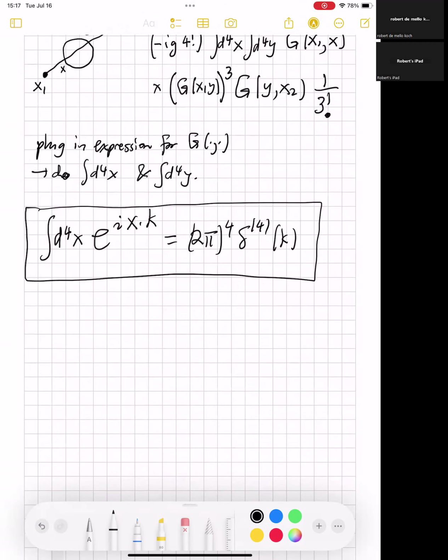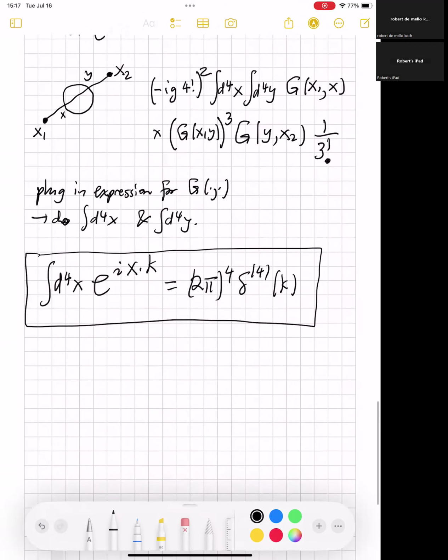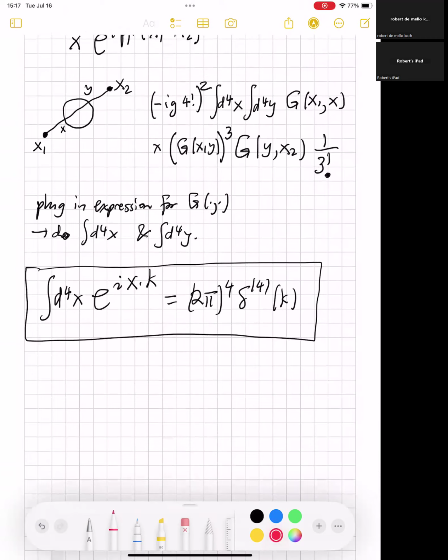And once you've done that, you should then be able to verify that the integral over x gives you a delta function which conserves momentum at the vertex at x, and the integral over y gives you a delta function which conserves momentum at the vertex labeled y. And then you would be left with an integral over momenta. And we're going to be discussing how to do those integrals over the momenta in detail a little later in the course.